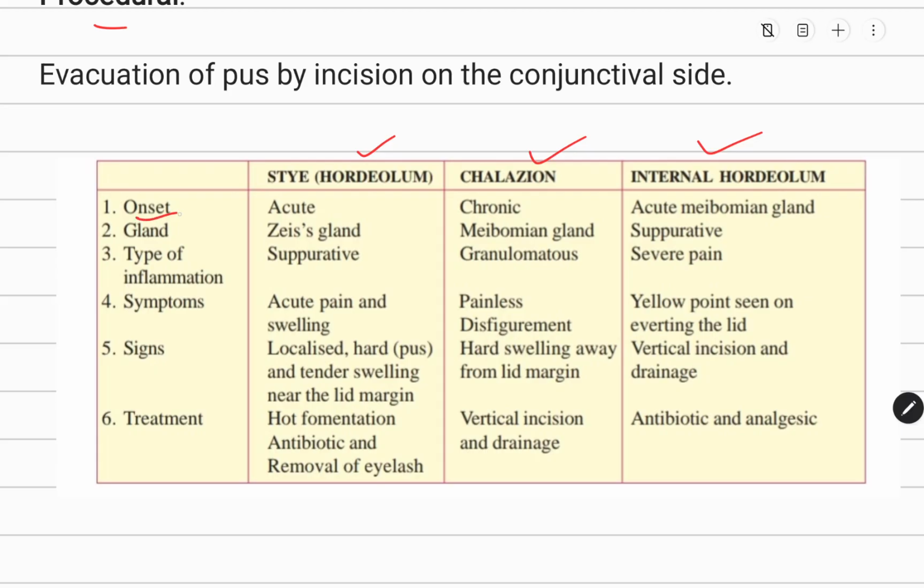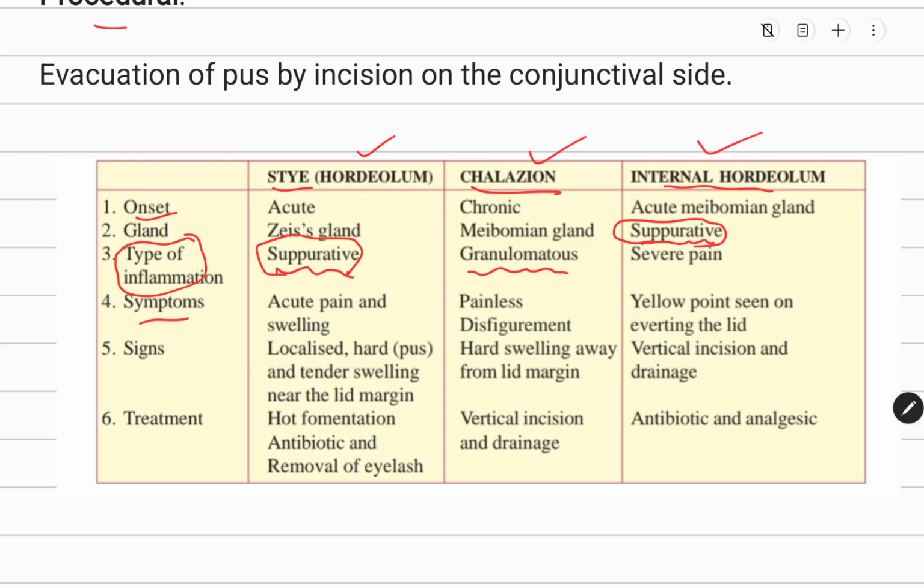So the first one is onset. It is not important, we will discuss the main points. The first one is the type of inflammation. In case of stye it is suppurative inflammation, in case of Chalazion it is granulomatous, and in case of internal hordeolum it is also suppurative. So these two are suppurative as you can see, but in case of Chalazion it is granulomatous, because as we have discussed earlier, there isn't any role of bacteria in the case of Chalazion except for its complications.